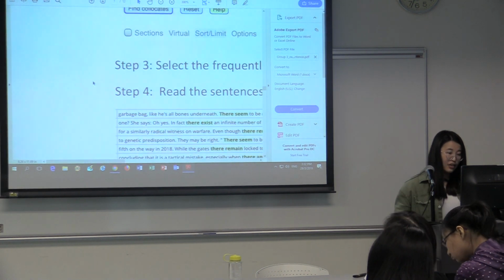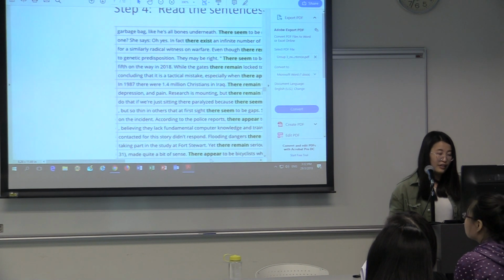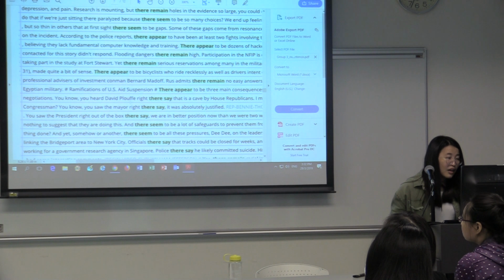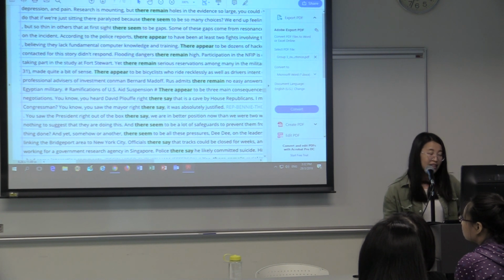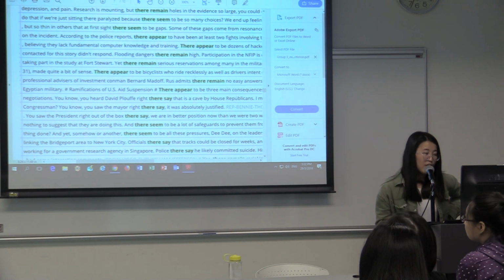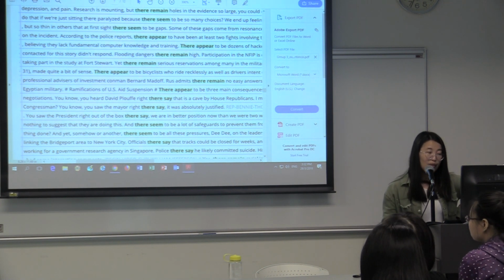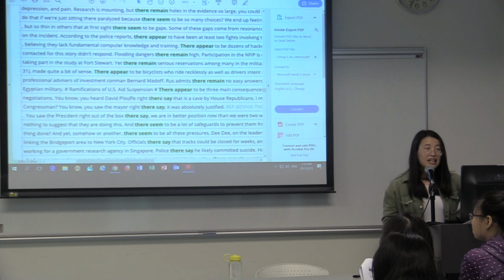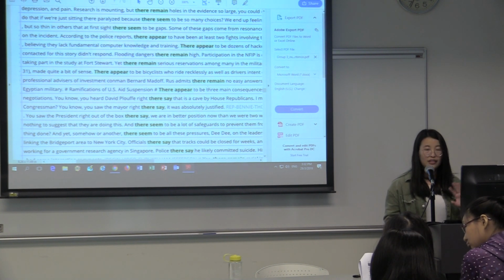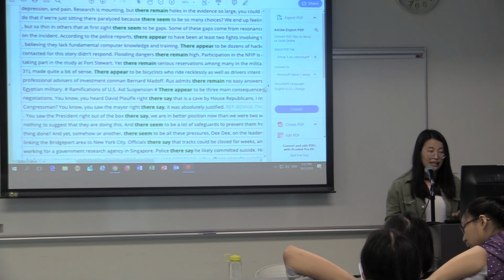So you can see, for example, here: "You heard David right there say that is a cave by House Republicans." So "there" actually is an adverb. So this sentence is not an existential sentence, right? So they have to distinguish different kinds of sentences in this activity.